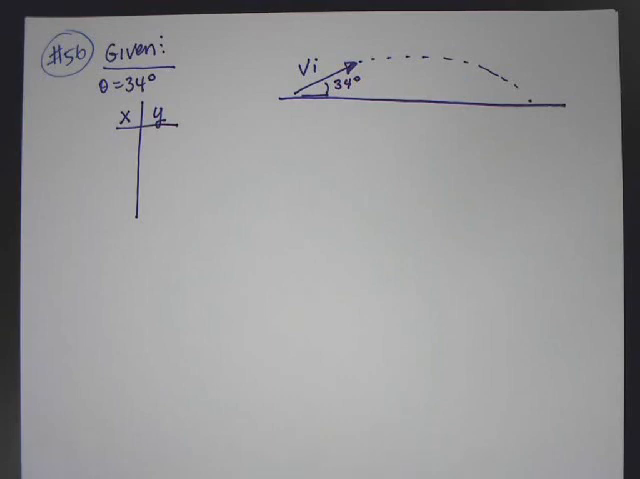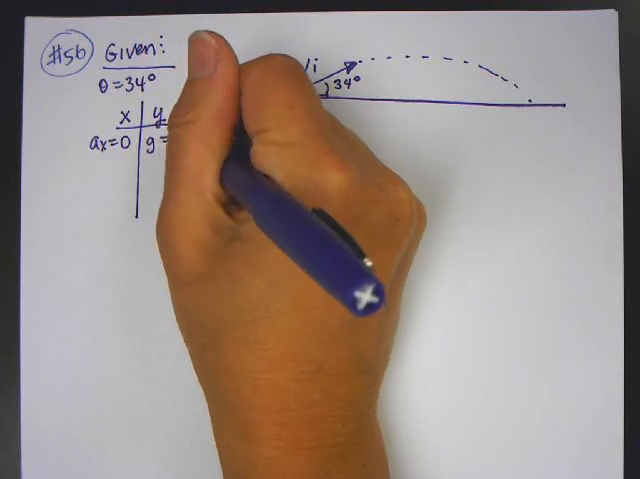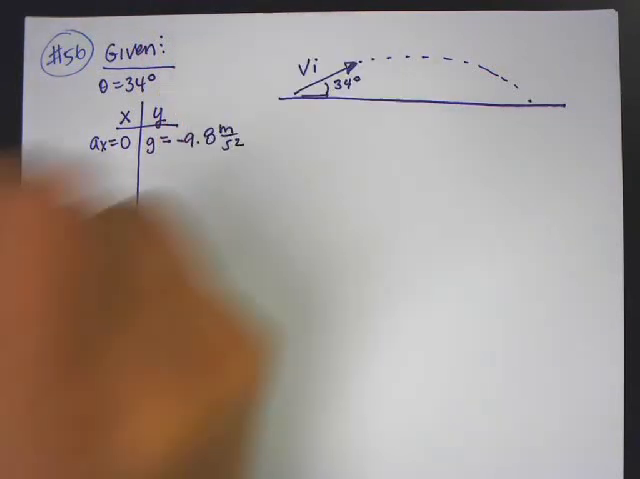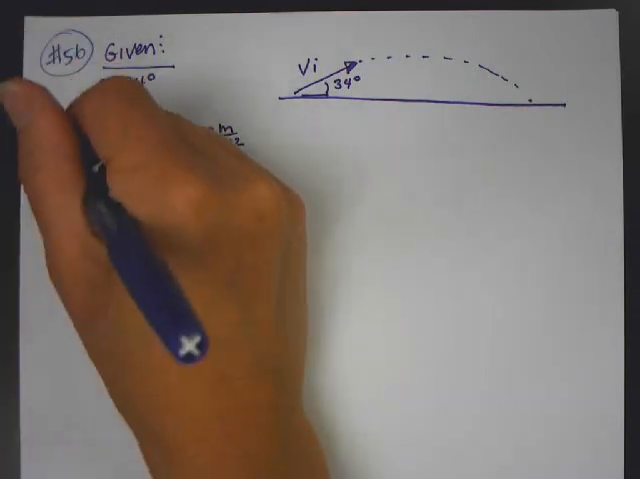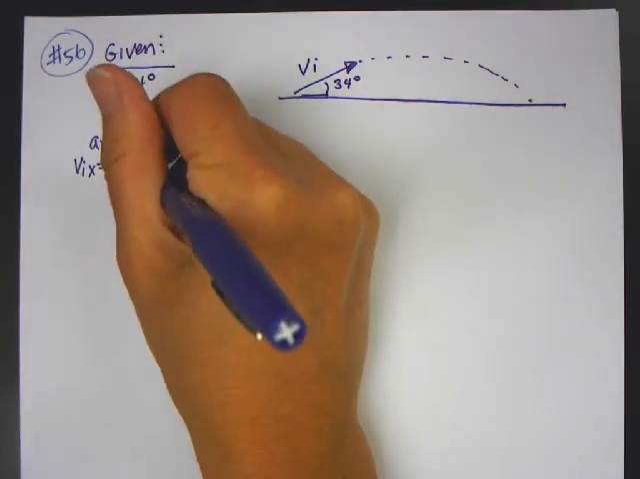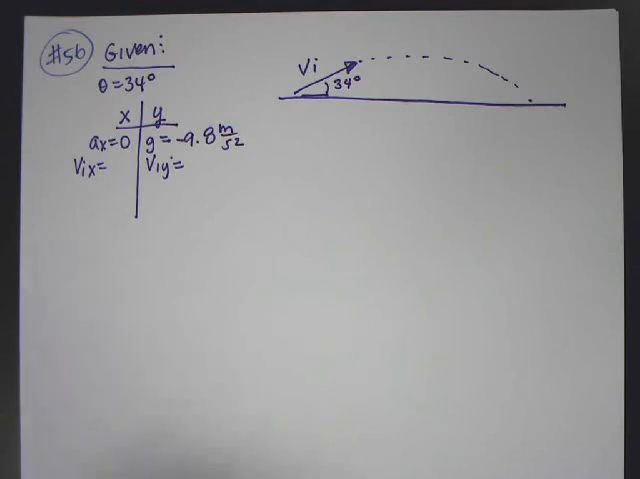The first thing I'm going to do is, no matter what, on every single problem, I always know that ax is 0, and I know that g is equal to negative 9.8 meters per second squared. The next thing I do is take my initial velocity, VIX and VIY. The problem with this is I haven't read the rest of the problem, but they don't tell me VI. Then I read the rest of the problem to see what else I know.